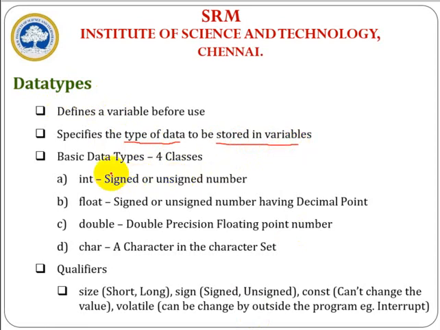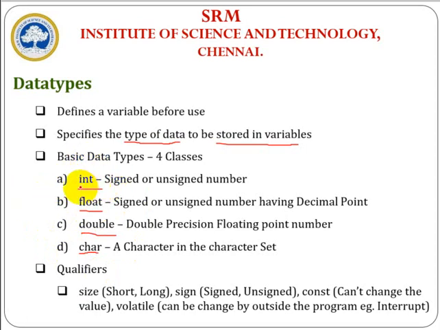Okay. Basically, there are four types of data types. The first one is the integer, and the next is the float. The third one is the character, and then we have the double data type. So there are basically four different data types. These four are called primitive data types.